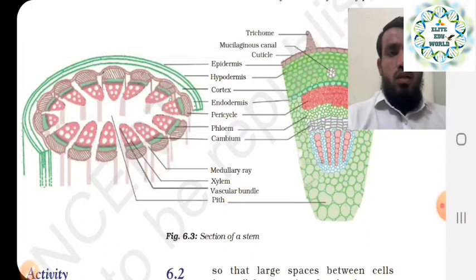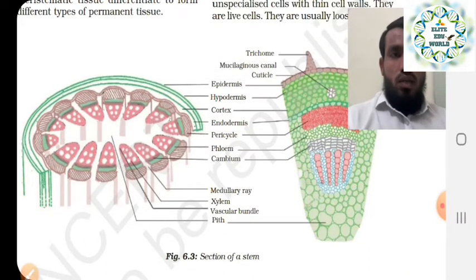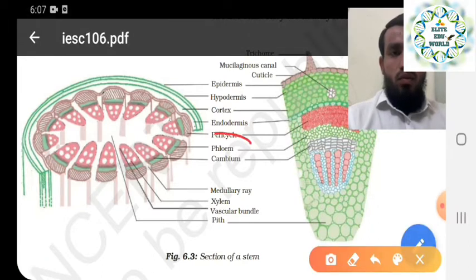So here we can see this is the epidermis, the outermost layer of the plant. Then after that comes the hypodermis. These are both the upper layers of the plant, and then the cortex. Under that, the endodermis is there, the pericycle is there, and the phloem is there. Phloem, you can see here, this part actually shows the phloem.